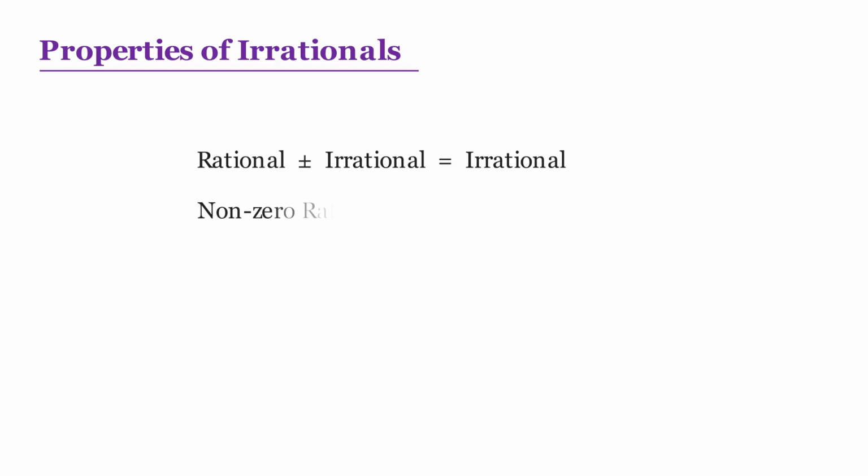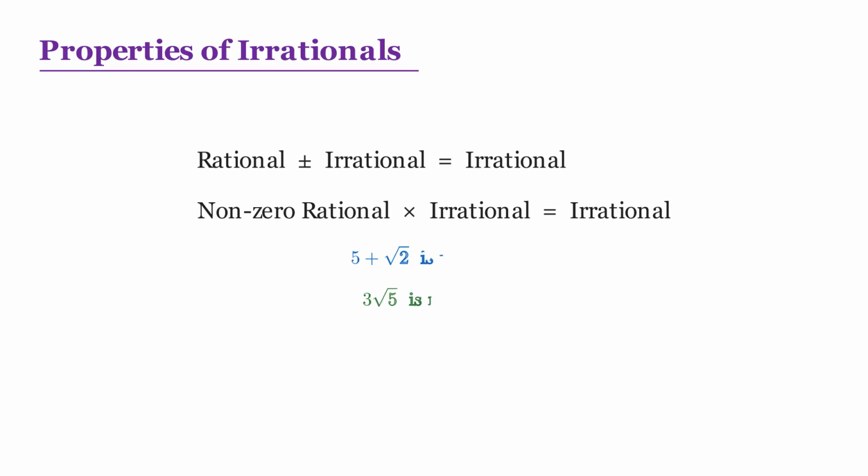Two key properties follow from the irrationality of square roots of primes. First, the sum or difference of a rational and an irrational number is irrational. Second, the product of a non-zero rational with an irrational is irrational. For instance, 5 plus root 2 is irrational, and 3 root 5 is irrational. The next 3 examples will prove specific cases of these properties.